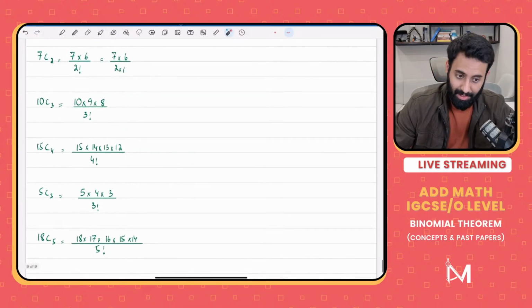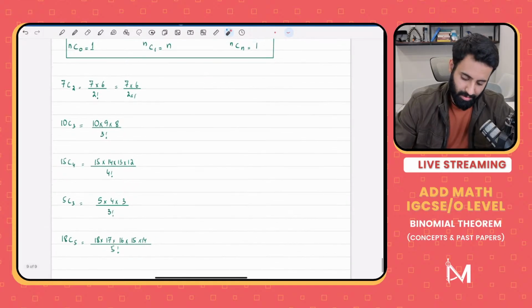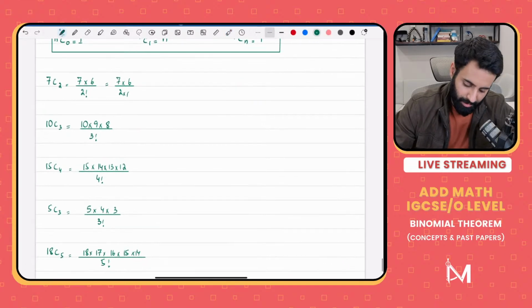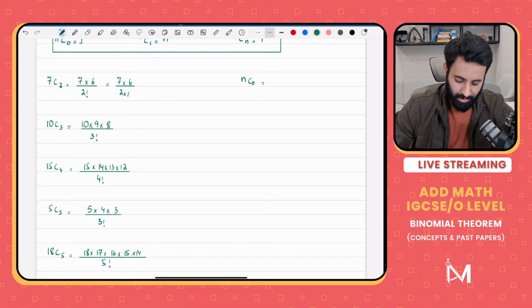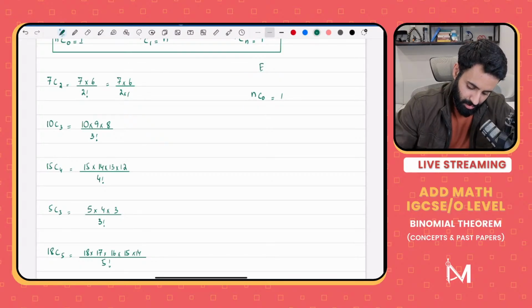Now let's try and generalize this, okay? So that means if I don't know N, but if I know C, then what do we do? So NC0 we saw is equal to 1. So in this column, I'm writing down the expansion of NCR without a calculator, so pay close attention. This is the expansion of NCR without calculator.